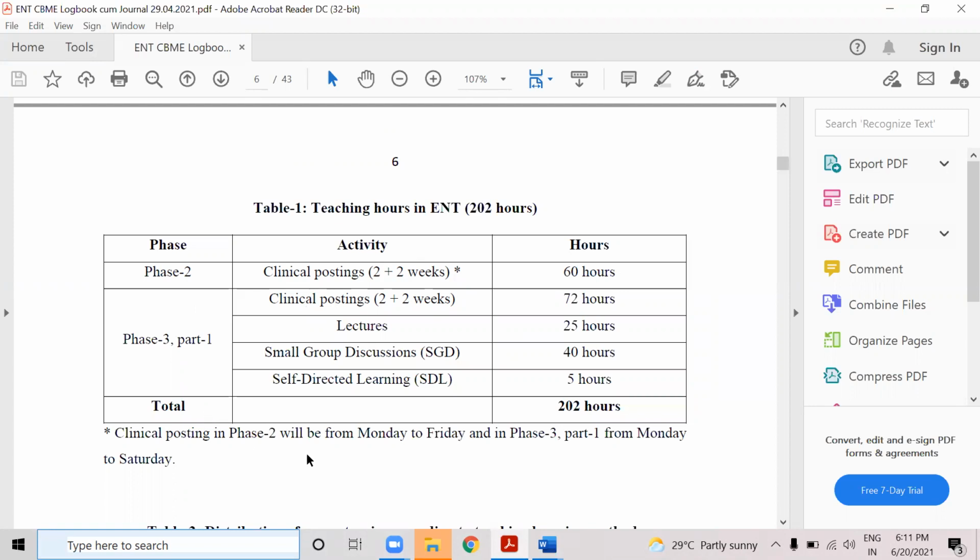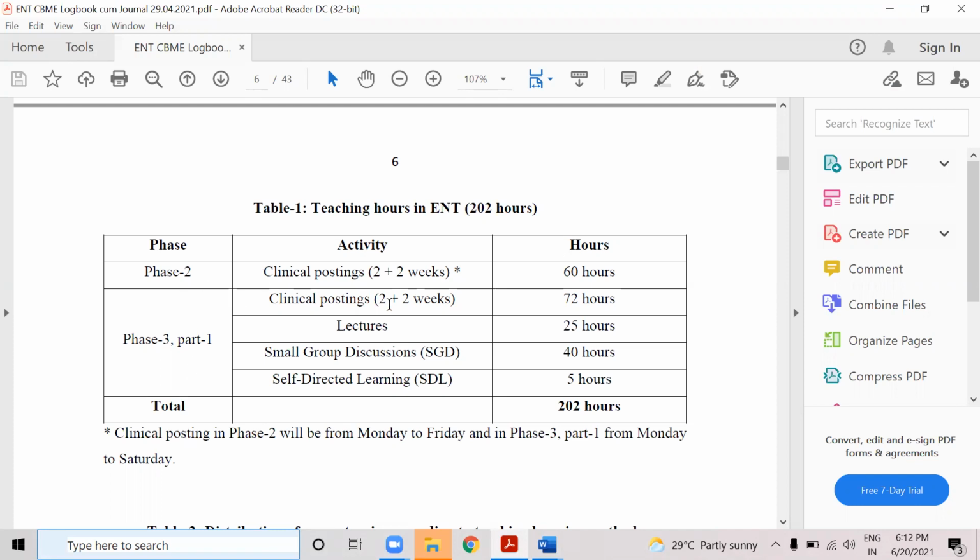Now in phase 2, the clinical postings will only be from Monday to Friday. It is written in the CBME curriculum. So there will be only 60 hours of clinical postings in phase 2. So these are the 60 hours. Then there will be no theory or lectures. Except clinical postings, there is no other ENT teaching in phase 2.